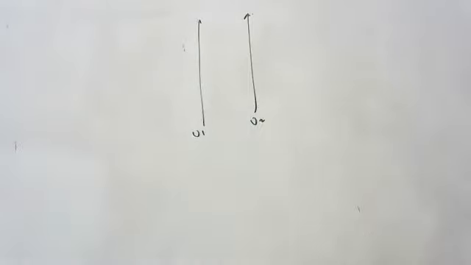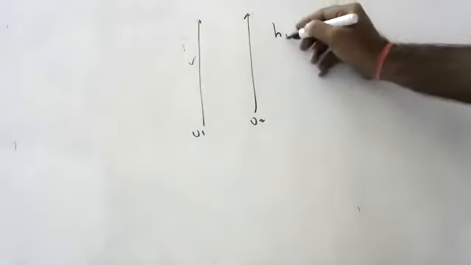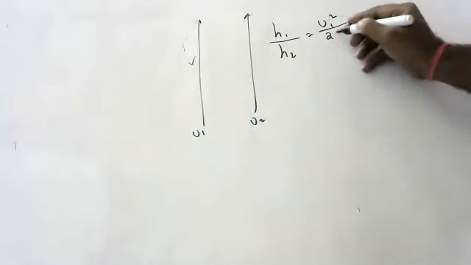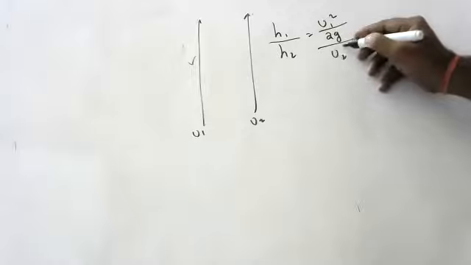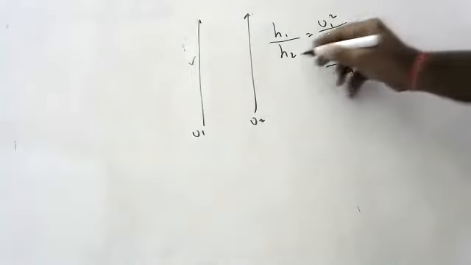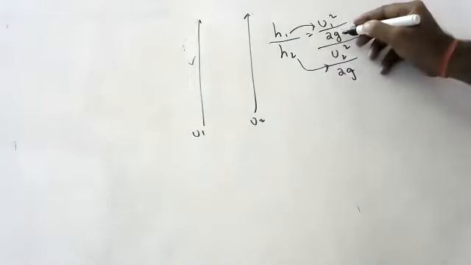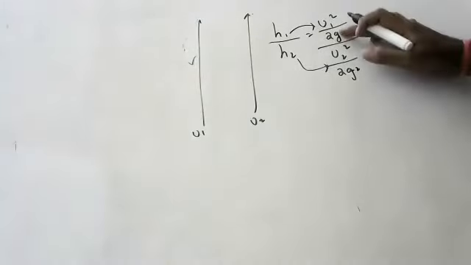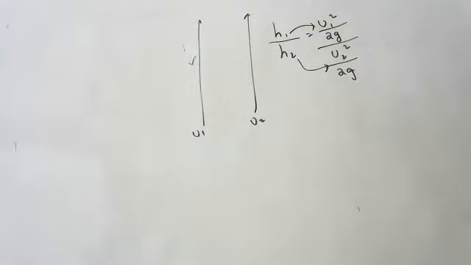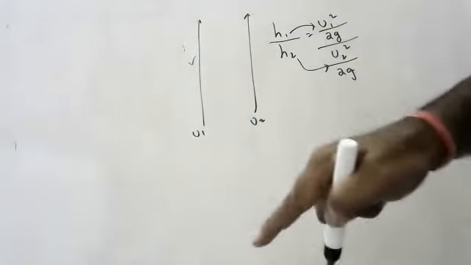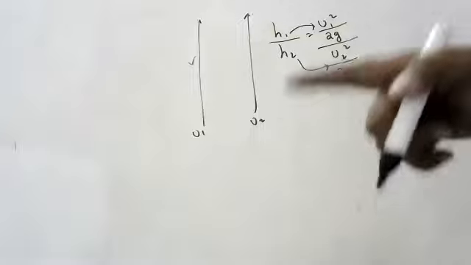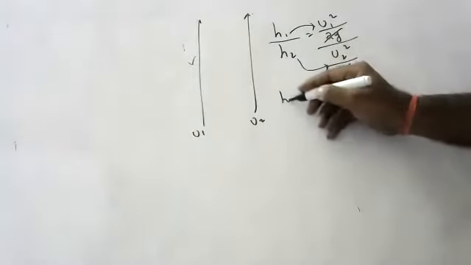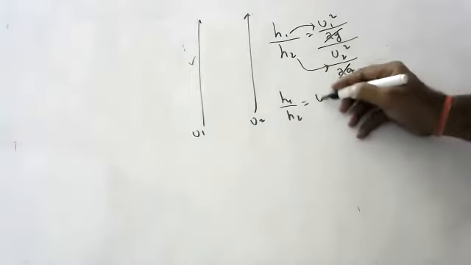Simple sum. H1 by H2 is equal to u1 square by 2G, by u2 square by 2G. Why am I not writing g1 and g2? Acceleration due to gravity is equal in both cases. In a particular place, acceleration due to gravity is constant. 2G, 2G cancel. H1 by H2 is equal to u1 square by u2 square.